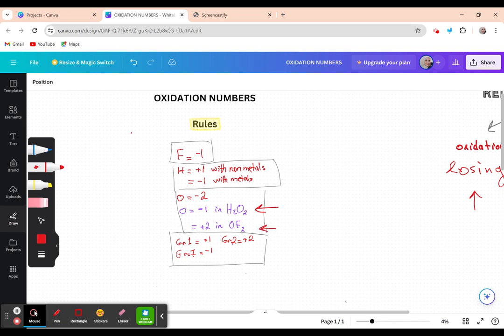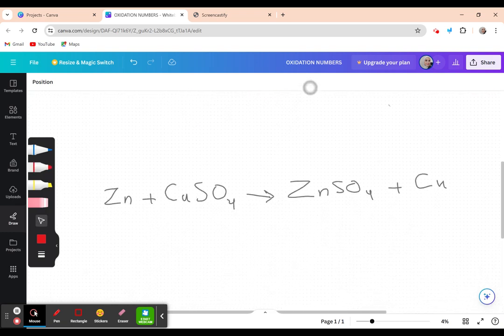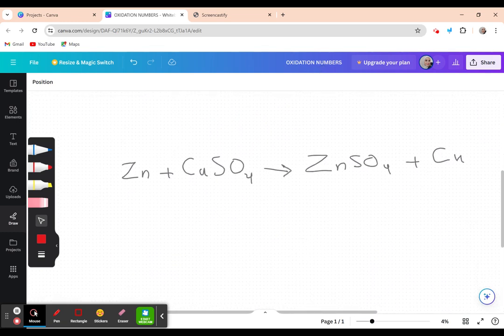Group 1 is +1, group 2 is +2, and group 7 is -1. These are the main oxidation numbers. Otherwise, you have to calculate it. Let's take examples. A pure element, like Zn, has an oxidation number of 0.